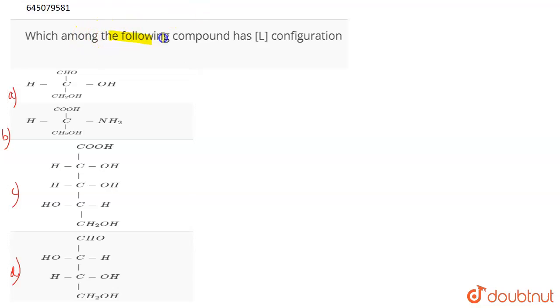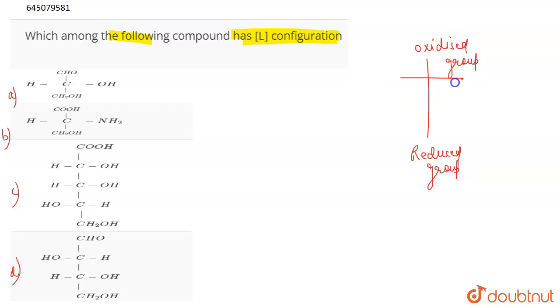The question is, which among the following compounds has L configuration? Now, to identify the L configuration, the best way is that you should understand that the oxidized group is present at the top, the reduced group is present at the bottom, and then we have these divisions here.